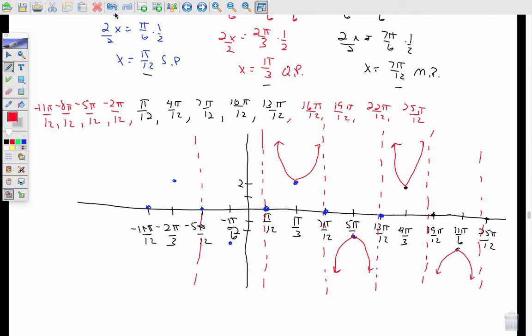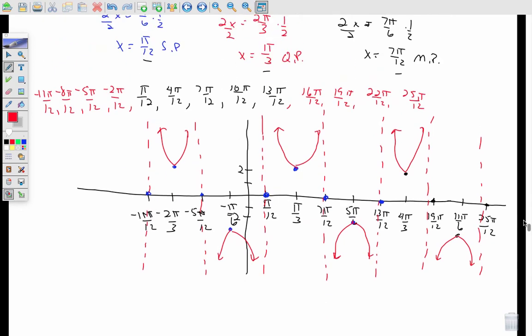Asymptote lines are at the crossings of the x-axis, both at negative 11 pi over 12 and negative 5 pi over 12. This parabola is a maximum, so it opens up. This one's a minimum, so it opens down. So we've graphed one period on each side. So there's our first look at graphing cosecant from scratch, with an amplitude change, a shift right or left, and our asymptote lines there.